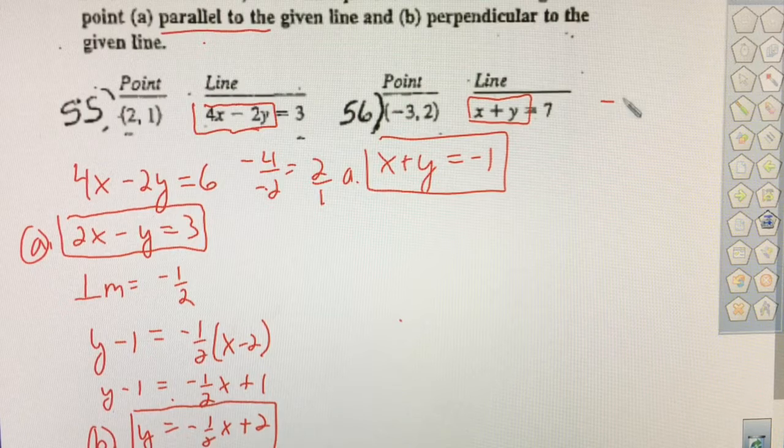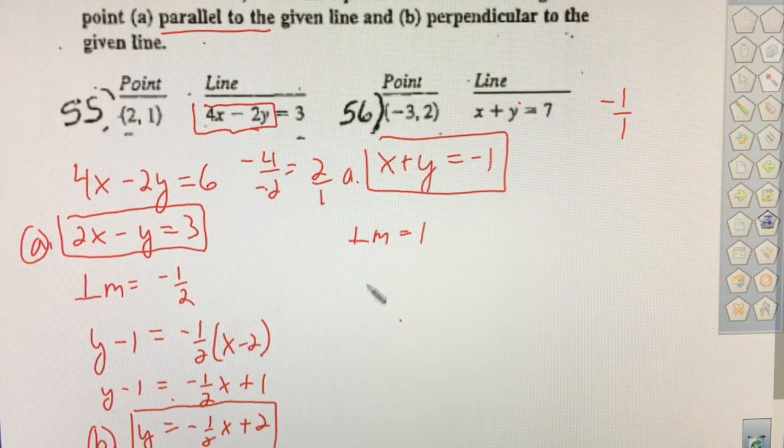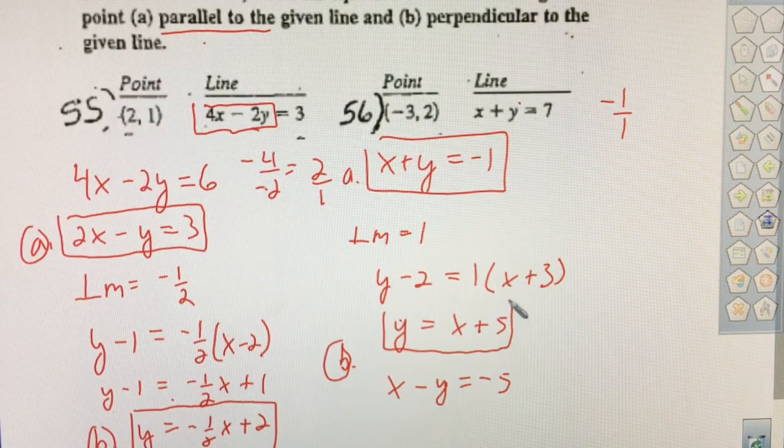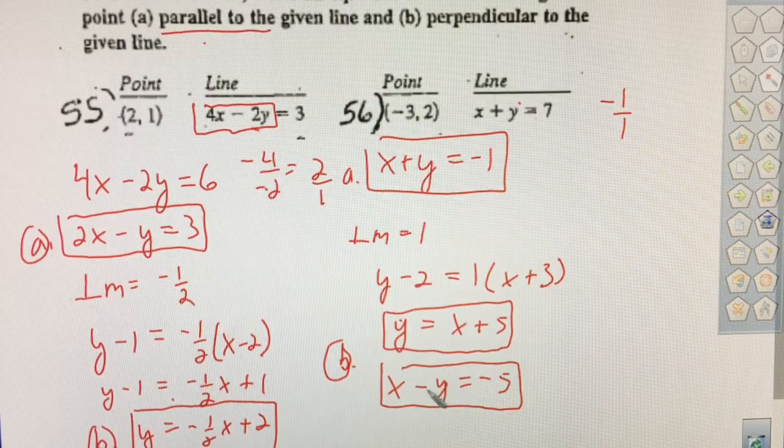The slope of this line is negative 1 over 1, negative a over b. So the slope of that line is negative 1 over 1. The perpendicular slope is positive 1 over 1. And it goes to this point, so it's going to be y minus 2 equals 1 times x plus 3. Add the 2 over, so it's going to be y equals x plus 5. If you want to put it in standard form, it would be x minus y equals negative 5. And this is part B, lowercase b. And it could either be this answer or this answer.